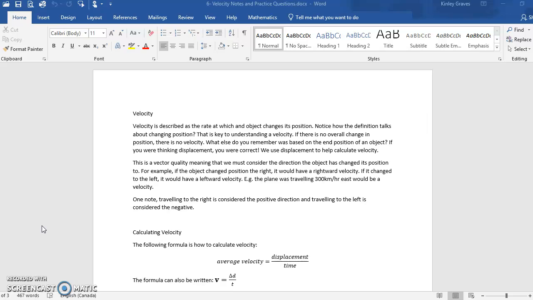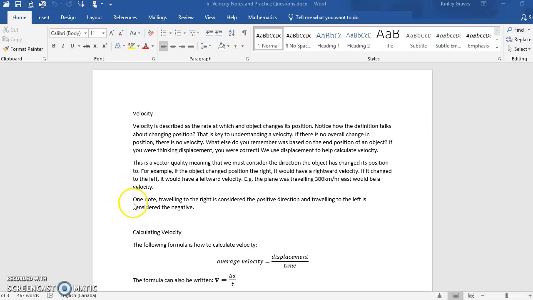So having said that, we know that displacement is a vector quantity, so that means that velocity is also a vector quantity. So we have to look at the direction that the object has changed its position to. For example, if the object changed position to the right, it would have a rightward velocity. And if it changed position to the left, it would have a leftward velocity. So if we wanted to just look at an example, say the plane was traveling 300 kilometers per hour east, that would be a velocity. So we have a direction, which is necessary when we're calculating velocity.